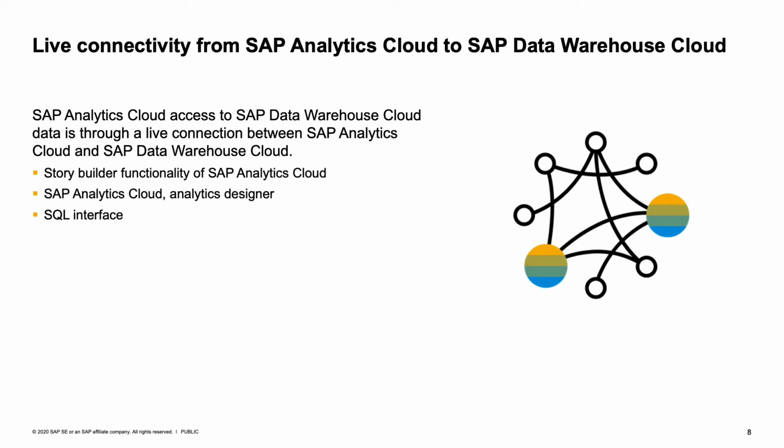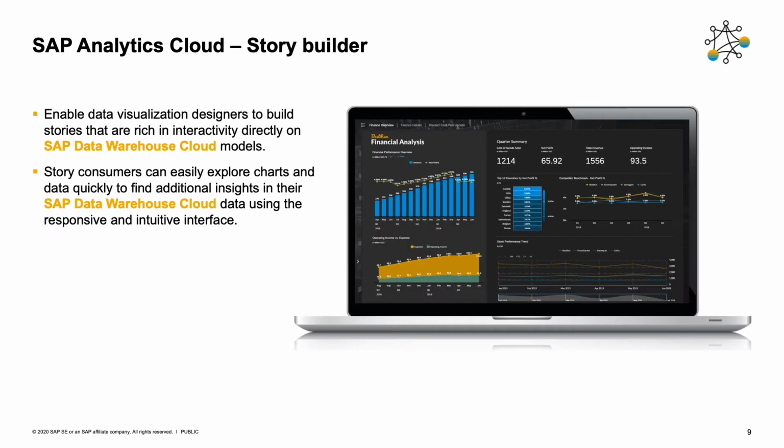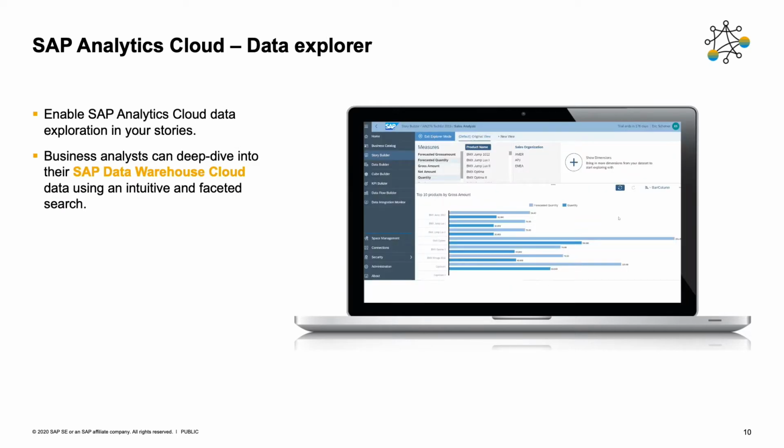Now, when we talk about the integration or the connectivity, we have the story builder, we have the analytics app designer, and we have the SQL interface. These are the different integration points that are currently supported. Be it the story builder, where you can directly use your model from SAP Data Warehouse Cloud in SAP Analytics Cloud, there's no need of remodeling it, and we'll see it live in the system when we move to the demonstration. Then the Data Explorer, the very well-known Data Explorer in SAP Analytics Cloud, can also be used on top of the live connection that comes from SAP Data Warehouse Cloud.